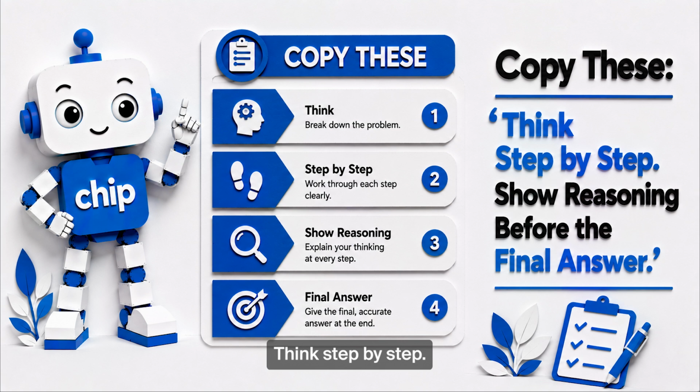Think step by step. Show your reasoning before giving the final answer. Analyze each option one by one before recommending. List all possible reasons, then give your top explanation. Show your financial reasoning before giving a recommendation. Any one of these phrases tells AI to slow down and show its work. Use them every time you need a decision, not just content.